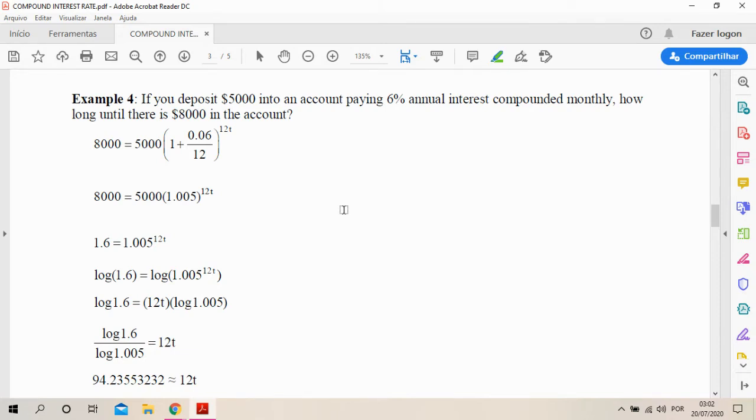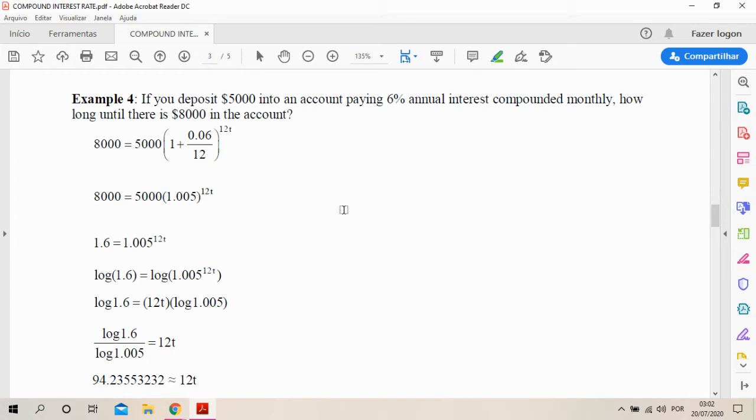$8,000 is going to be equal to $5,000 multiplying (1 plus 0.06 divided by 12) raised to the power of 12 times t. Why 12? Because it is compounded monthly, and in a year we have 12 months. And t we don't know, because this is exactly what we are looking for.